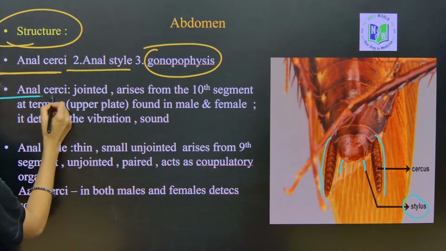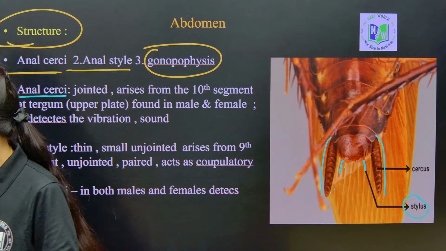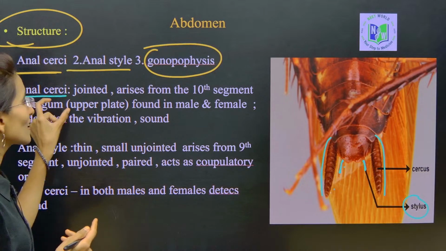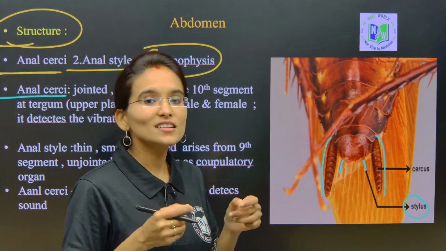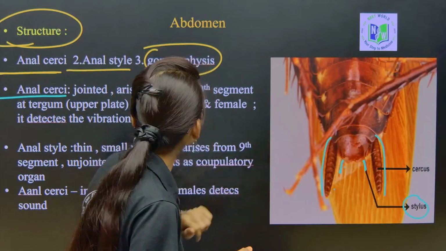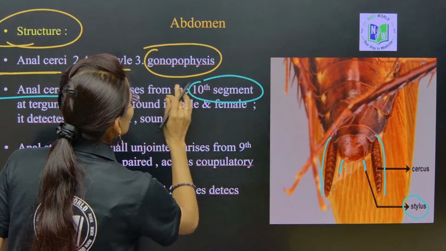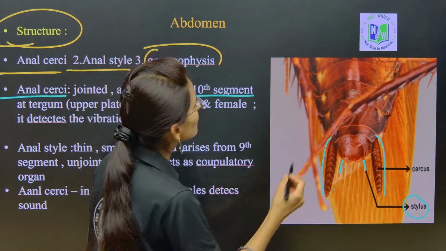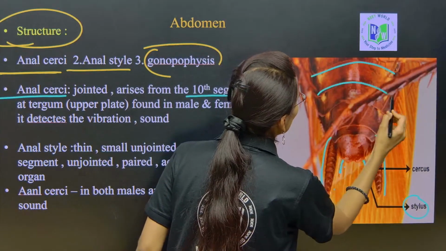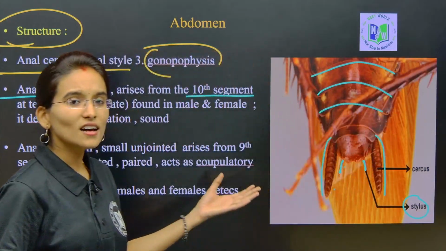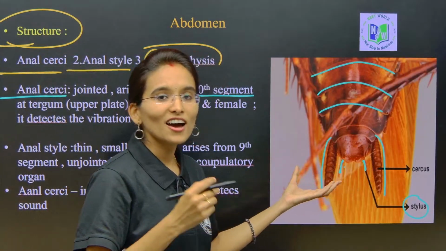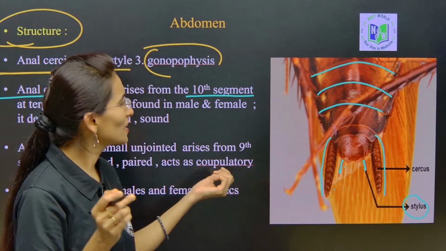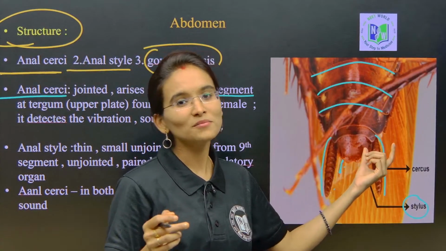When it comes to the anal cerci, what you need to learn is that the anal cerci are generally jointed. See here, these are usually joined to the 10th abdominal segment of the cockroach. These are all the abdominal segments. Students, these are the most important visuals, and I have placed them here to give all of you a clear understanding. Just make use of it and absorb the structures I am drawing here.